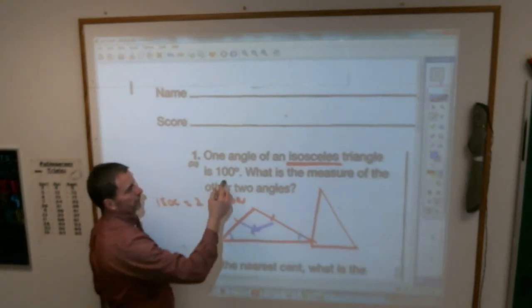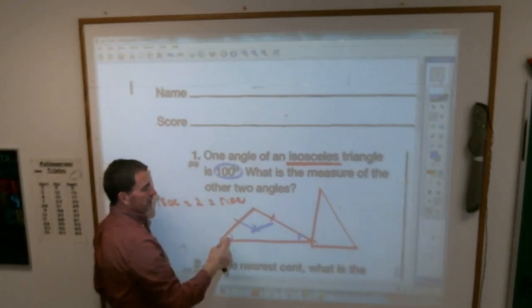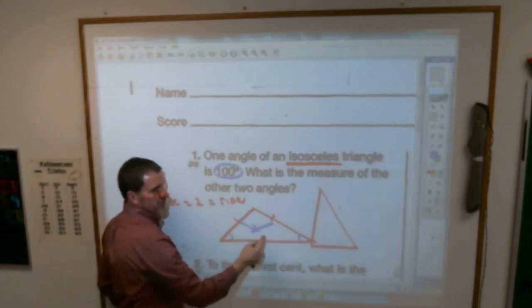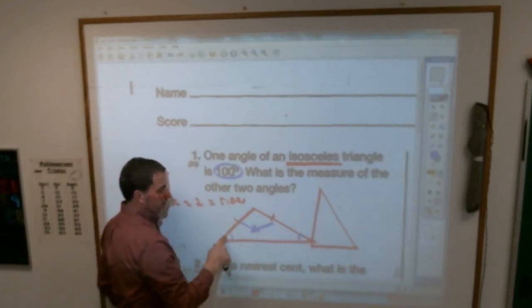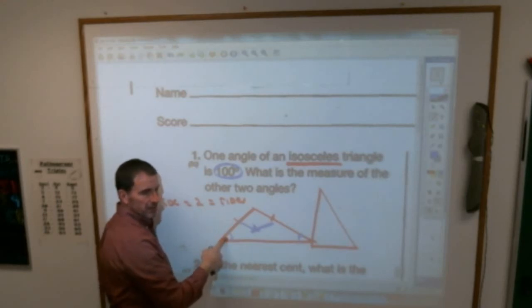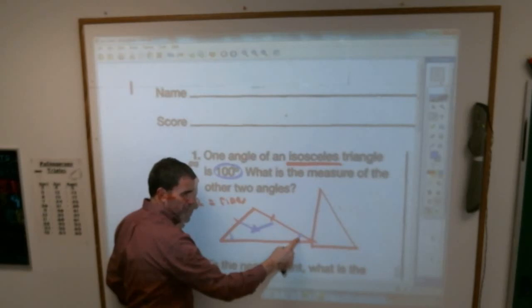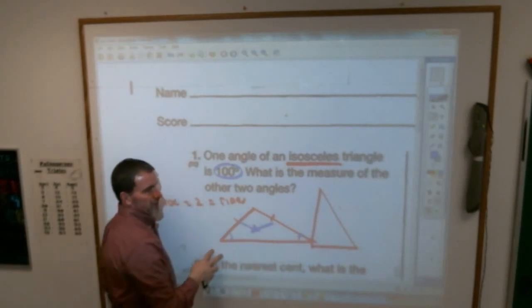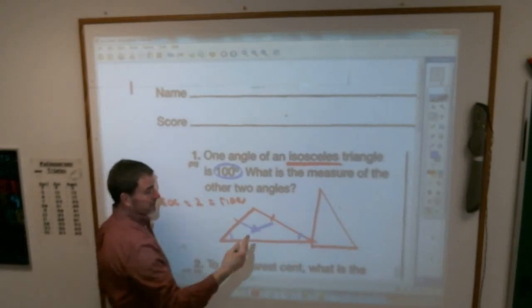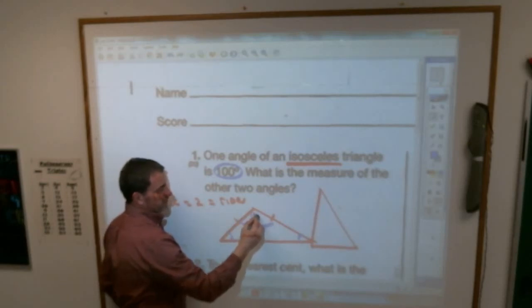Okay, so if one angle is 100 degrees, there's no way these 2 angles could be 100 degrees. Why? Why couldn't this be 100 degrees? Because if it's 100 degrees, that's 100 degrees, which would give you a total of 200 degrees, but you can't have a triangle that has more than 180 degrees. So you know this one has to be 100 degrees.